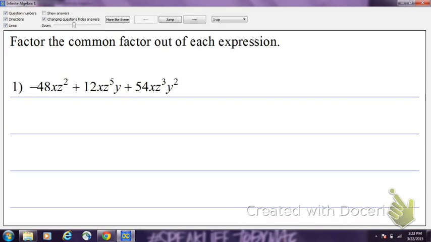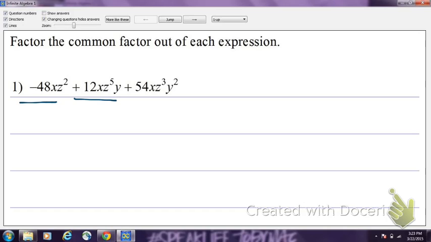Hi guys, we're going to do a recap of all the types of factoring in one little video, just to explain how we know which kind of factoring to use, in addition to how to factor out the problems. Since this one says factor the common factor out, we obviously know what to do. But even if it didn't tell us, you can tell that this is factoring the common factor because of all the different letters and different powers within the problem.